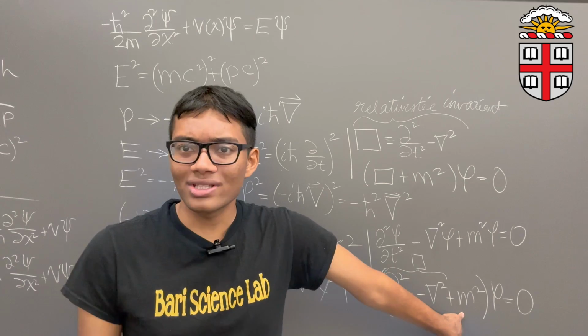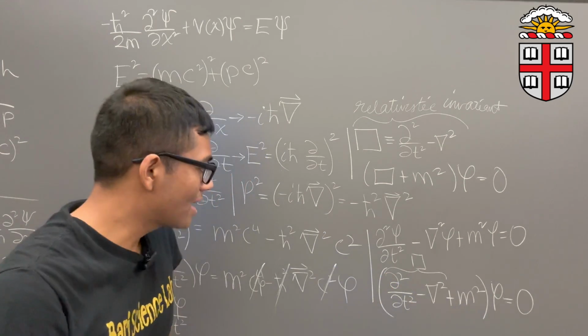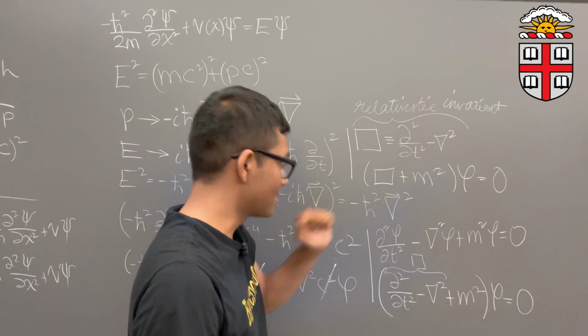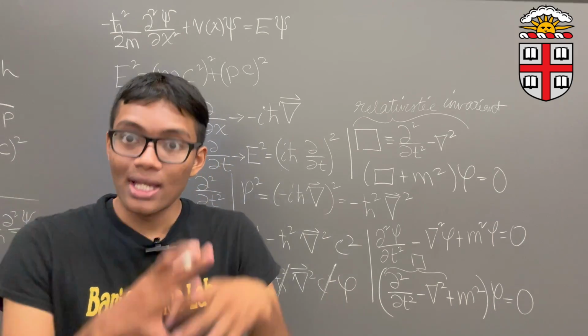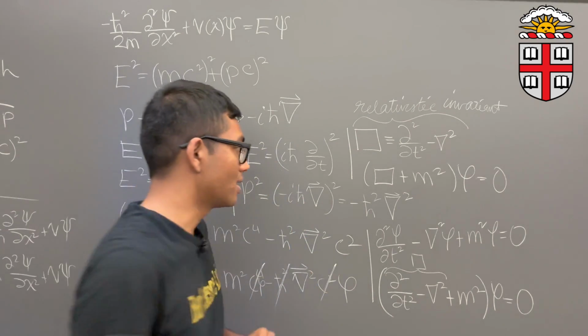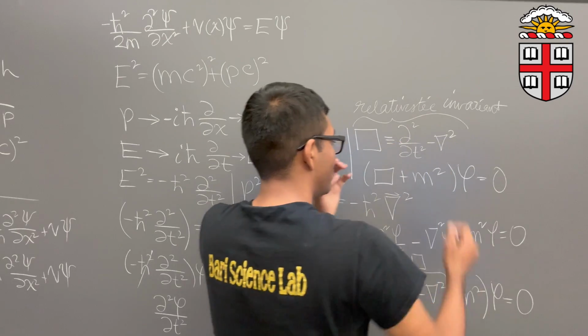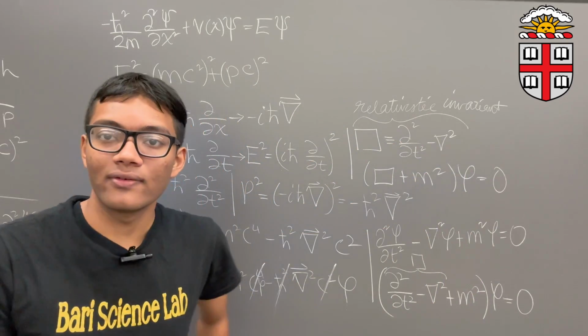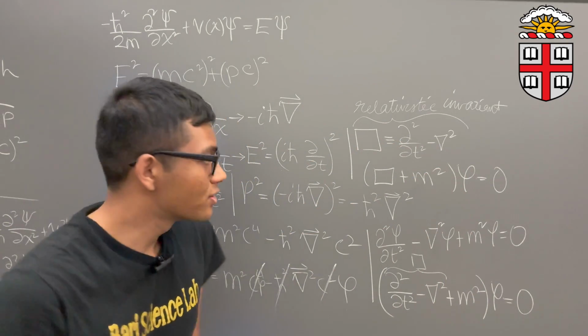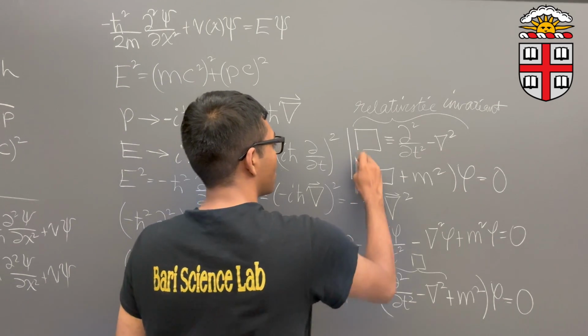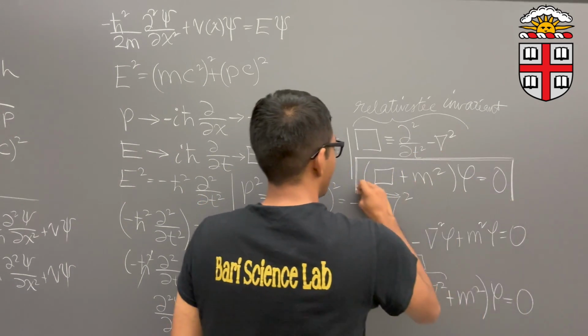And mass, of course, is a scalar. Okay, so that means the D'Alembert plus the mass is going to give you a scalar operator, right? This whole thing right here is a scalar acting on phi to give you 0. So this right here is our Klein-Gordon equation.